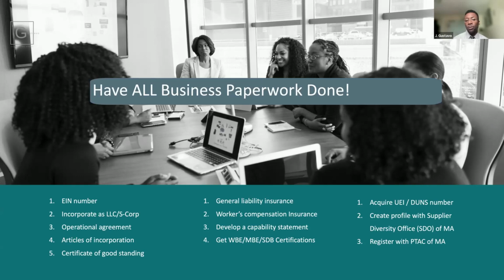So you want to make sure that you have your general liability insurance. You want to make sure you have your workers' compensation insurance. And also, if you're doing business at a state or federal level, you want to develop something known as a capability statement, which we will go into detail about towards the later end of this presentation. Step 4 is, you want to make sure you acquire your MBE, your SDB certifications.